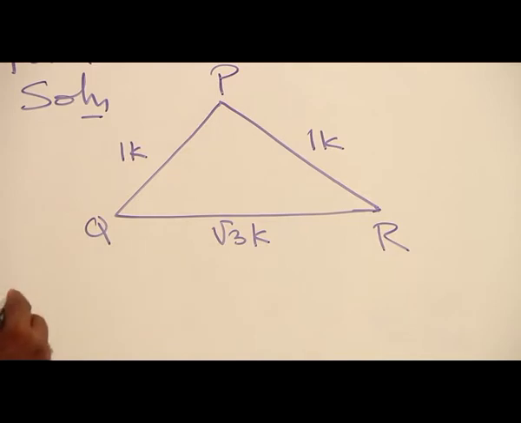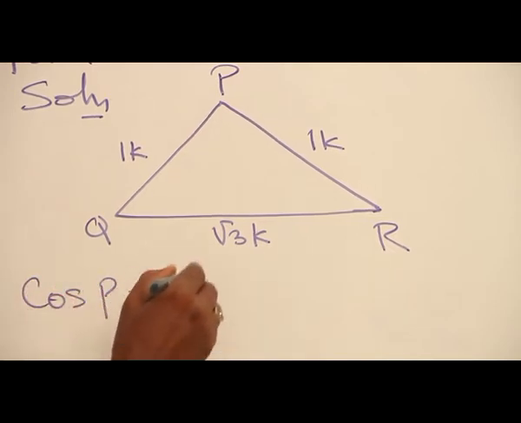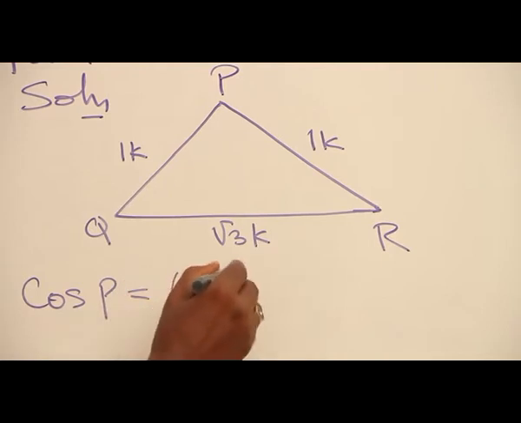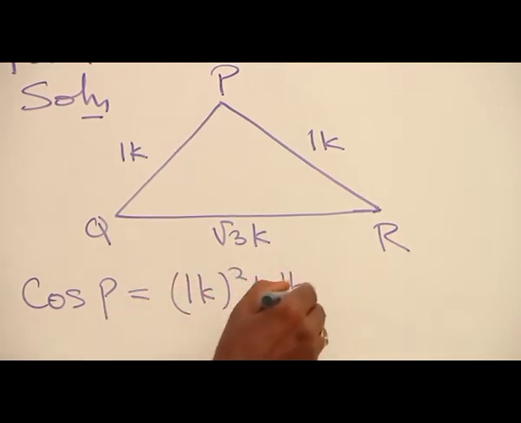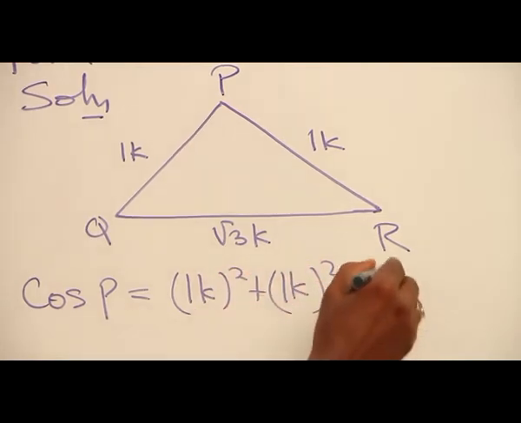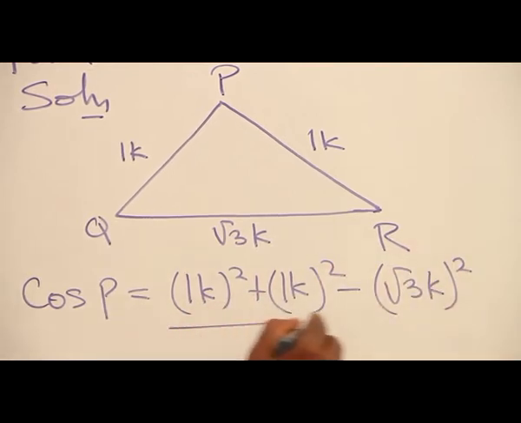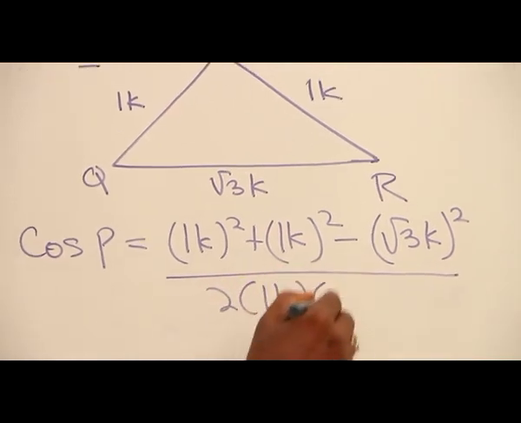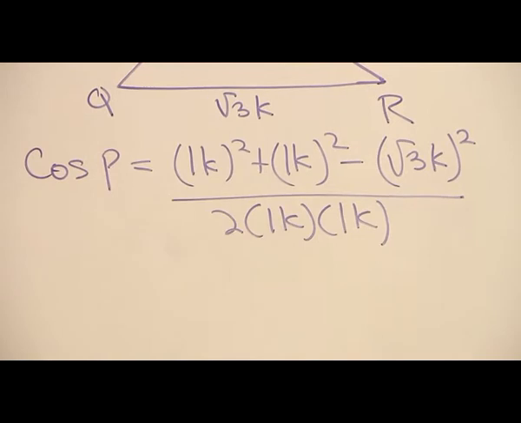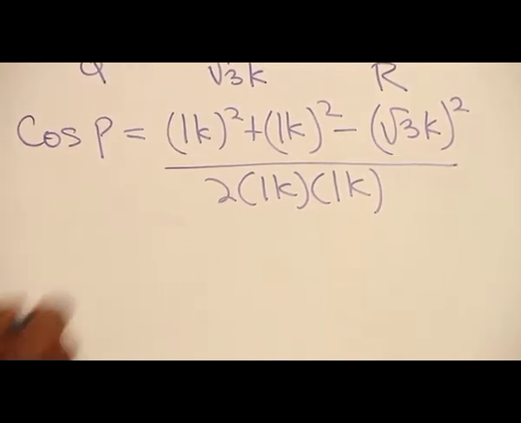Starting with P, we can take our cos P to be equal to 1k squared plus 1k squared, and then minus root 3 times k all squared. Everything will be divided by 2 times 1k times 1k. That is the application of the cosine rule or formula.